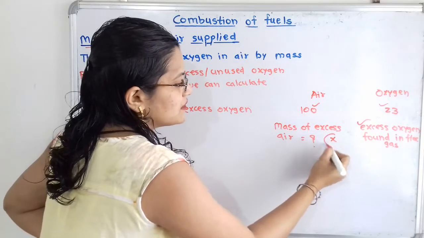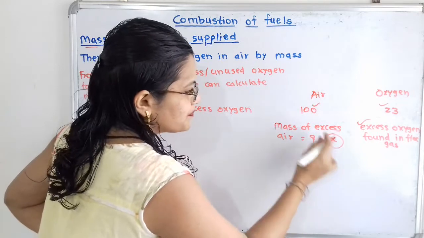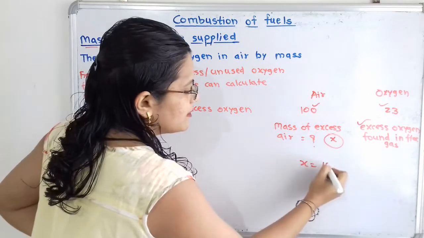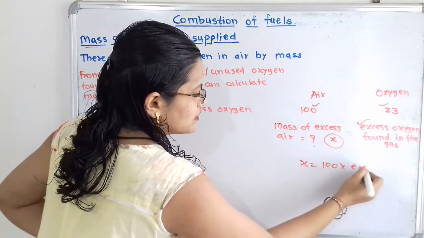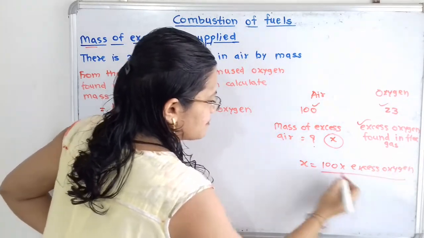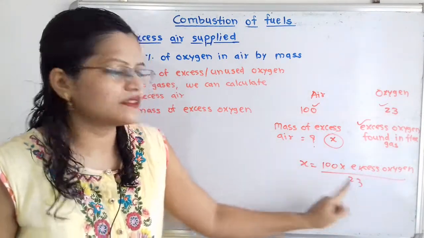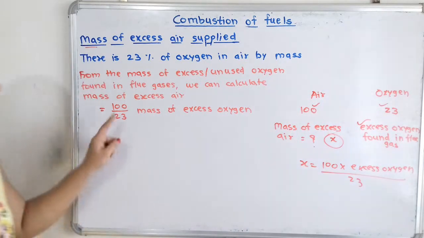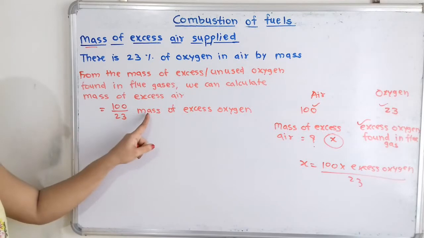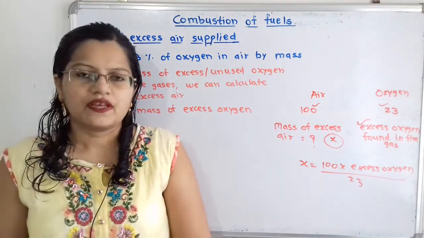Suppose we consider the mass of excess air as x. Then x multiplied by 23 is equal to 100 multiplied by the excess oxygen found in the flue gas, so x is equal to 100 multiplied by excess oxygen divided by 23. We will use this formula. These three parameters are known. So the formula to calculate the mass of excess air is 100 by 23 multiplied by the mass of excess oxygen found in the flue gases.